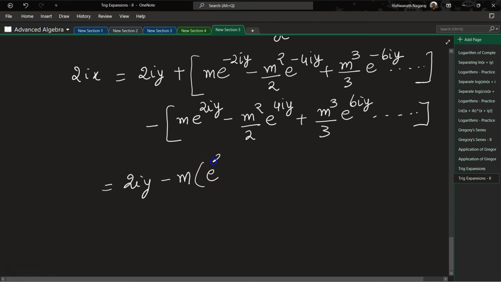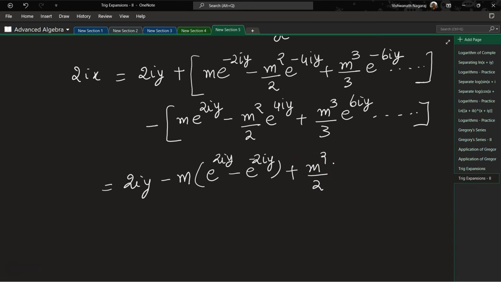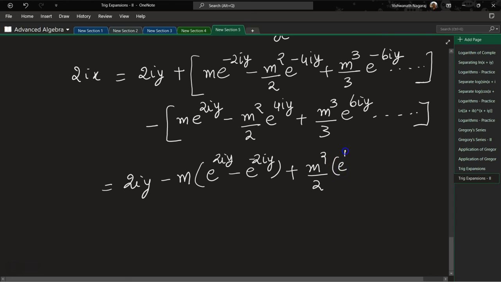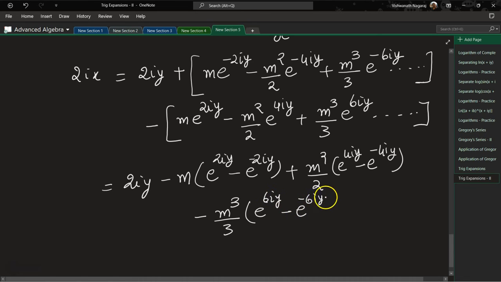And e to the power of 2iy minus e to the power of minus 2iy, plus m square by 2 e to the power of 4iy minus e to the power of minus 4iy. Then minus, just keep verifying it, m square by 2 e to the power of 4iy is this one. This is plus. Why? Because this minus into minus is plus. Okay. So now m cube by 3, e to the power of 6iy minus e to the power of minus 6iy, and on and on and on.